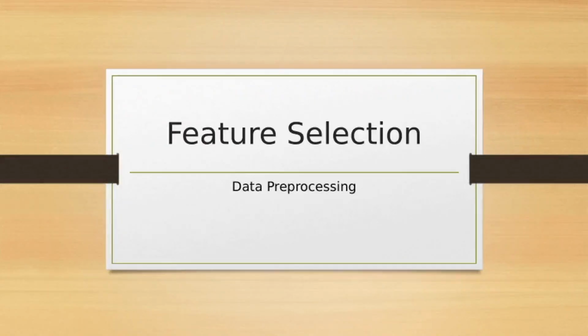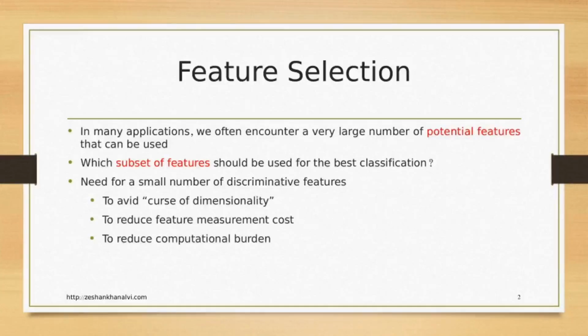Feature selection for the data preparation. In feature selection, we have seen different applications where the number of potential features is much lesser than the total number of features. So we have to decide on a set of features, those that are discriminative features.